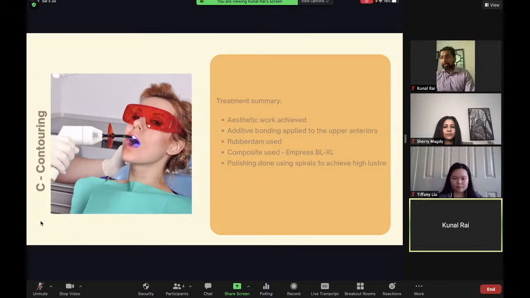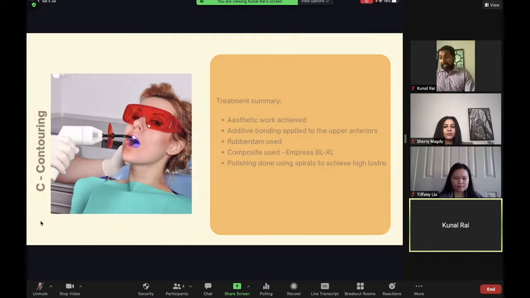Additive bonding was applied to the upper anteriors. For any of my work, I like to use a rubber dam. The purpose of a rubber dam is that it helps me focus on the teeth I need to work on. It helps to keep blood away, and it gives me nice moisture control.